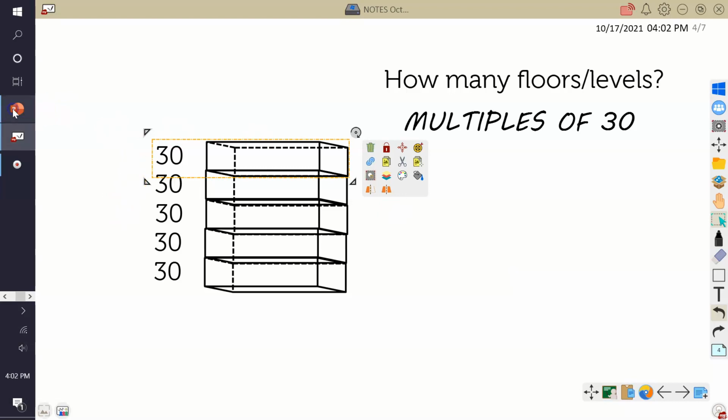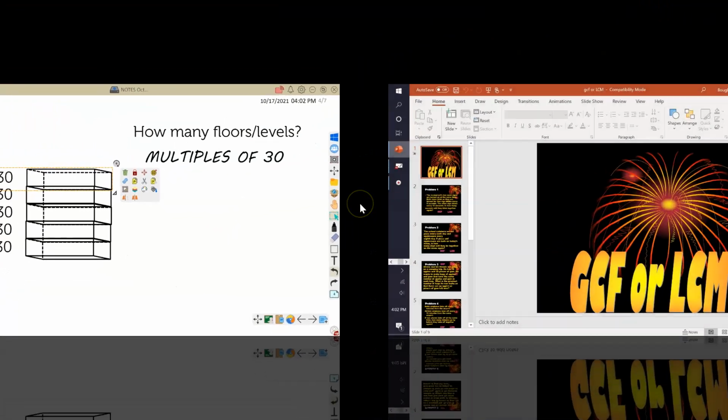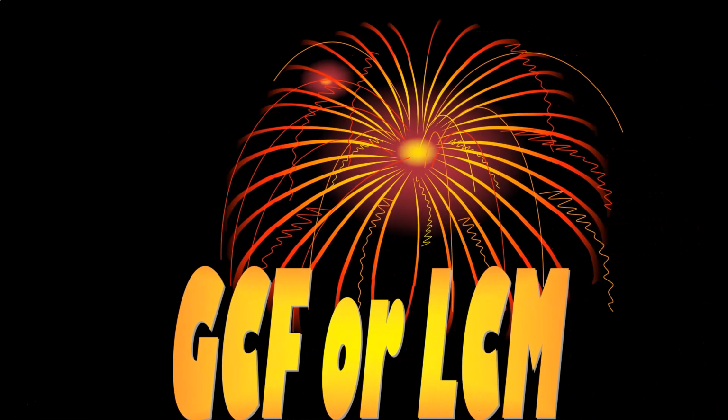Okay, let's look at some problems here. GCF or LCM. So I'm going to show you a series of problems. We'll just read through them, and all I want you to do is to pause and answer whether this problem involves finding the greatest common factor. Remember, that would mean we're thinking about dividing or splitting up into groups.